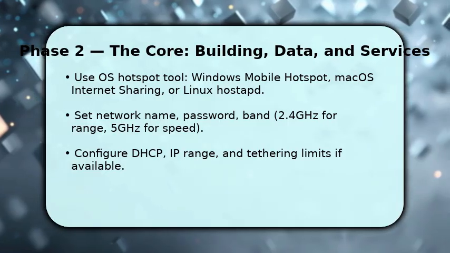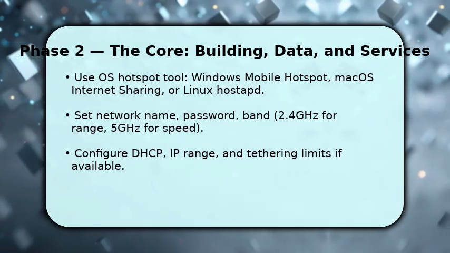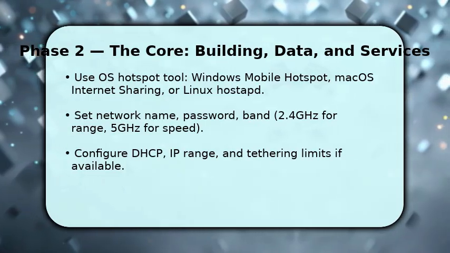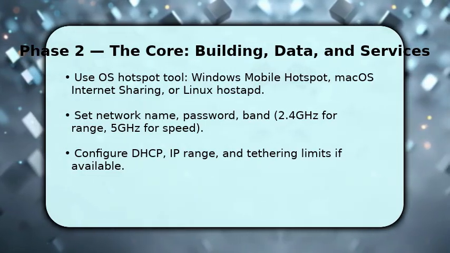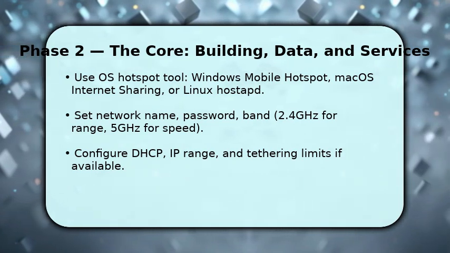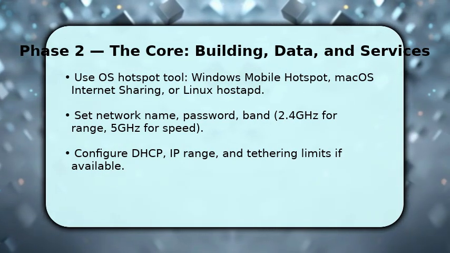Set the band, choose 2.4 GHz for better range, 5 GHz for higher throughput if supported. Configure the DHCP IP range and client limits so devices get addresses correctly and network performance stays predictable.